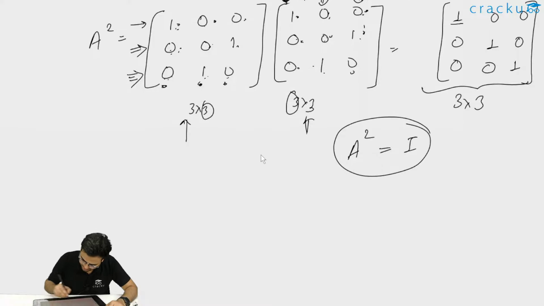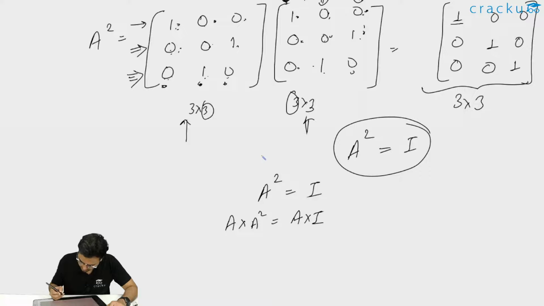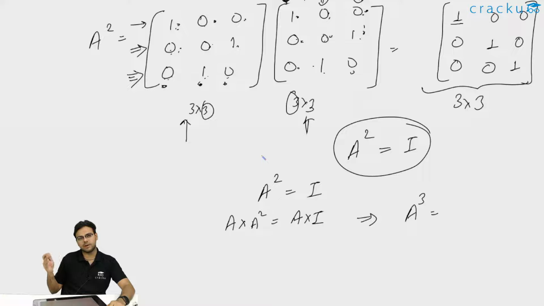So if I say A square is equal to I, and if I pre-multiply this equation by matrix A, then A into A square will be A into I. This implies A into A square is A cube. And A into I, any matrix multiplied by the identity matrix, the matrix will remain the same. So A cube is equal to A.